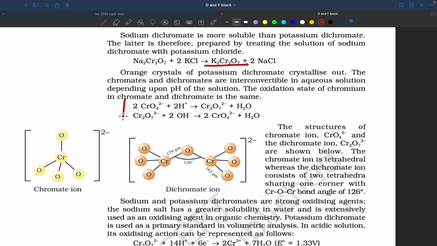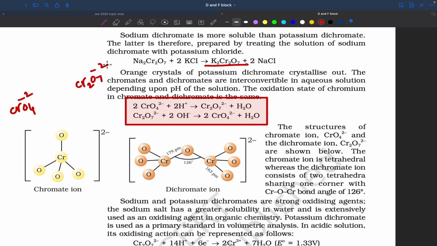Sodium dichromate is more soluble than potassium dichromate, that's why we get this one. And this is another important reaction we should remember, that chromate and dichromate ions are in equilibrium with each other depending on the pH of the medium. So you have CrO4 minus 2 and Cr2O7 minus 2. Between these two you will get an equilibrium. If you add acid to this, you get this one. If you add base to this, you will get back. So this equation is written in this format, you should remember.